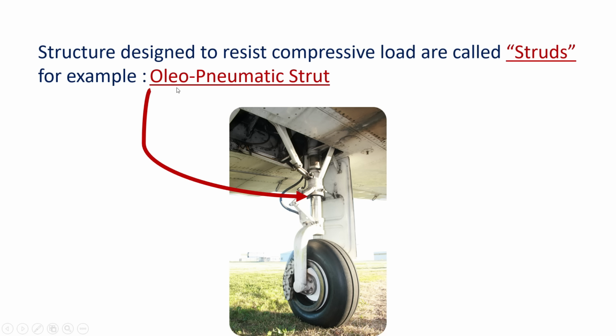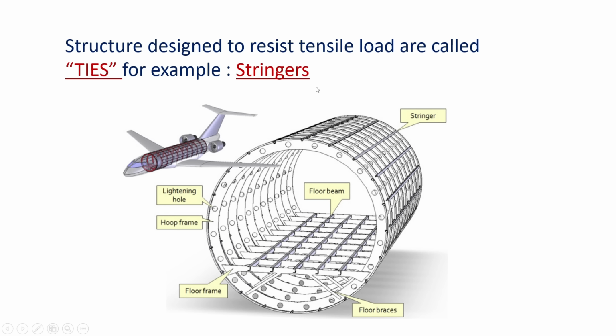We'll go into details of the oleopneumatic strut in later parts, but for now you can just remember oleo means oil, pneumatic means air, right? So basically we have a combination of air and oil in the landing gear, which is there to cushion the landing. You might have seen these things move up and down during landings. We will go into details in the landing gear chapter. And remember this: compressive load is restricted by the use of struts. And what did we use for tensile load? It was ties. An example is stringers.